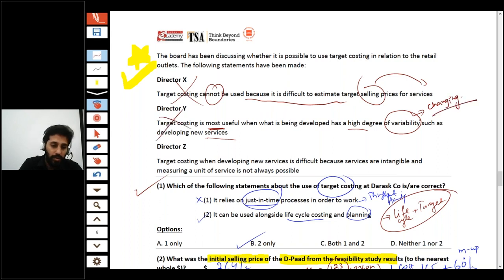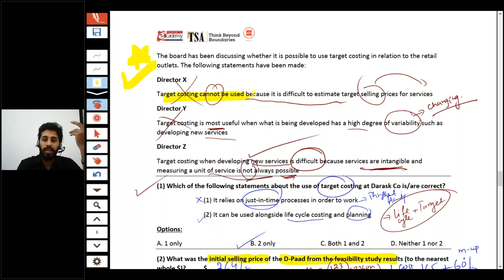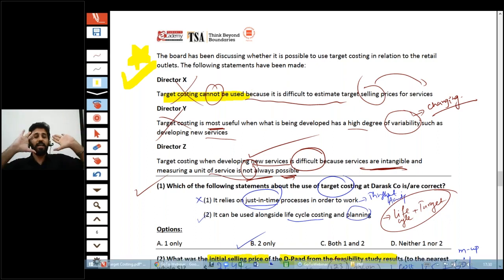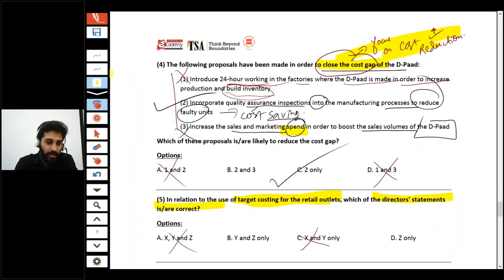No. So target costing when developing new services is difficult. Yes, he's saying difficult because services are intangible and not always possible. He is correct, but he's saying that it cannot be used. He's giving the absolute statement, right? So he's saying that it cannot be used, and this does not make sense. So Director Z is right. That's the only one.